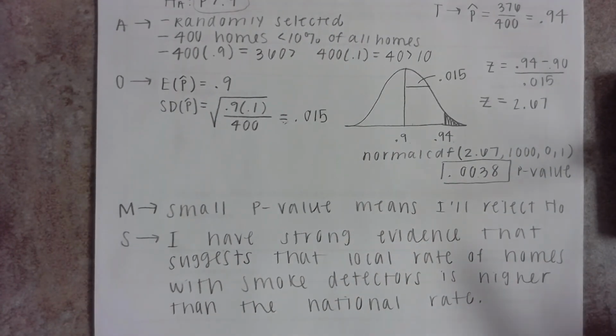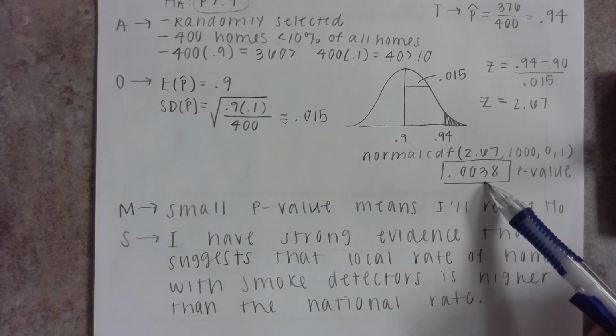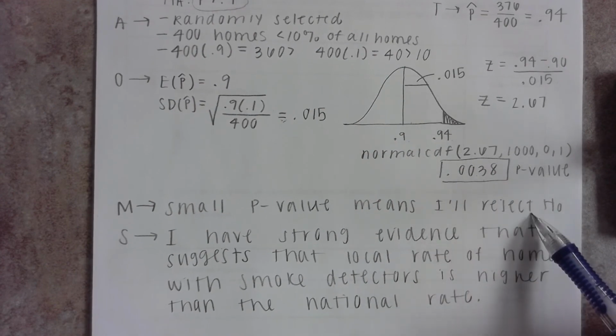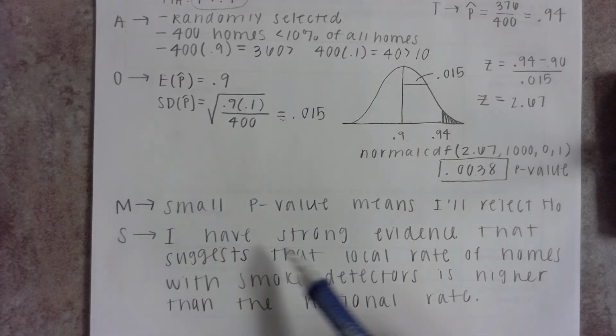If you found a p-value that was large, what we would say is that we fail to reject H0, and we would say that we do not have strong evidence that the local rate is higher than the national rate.